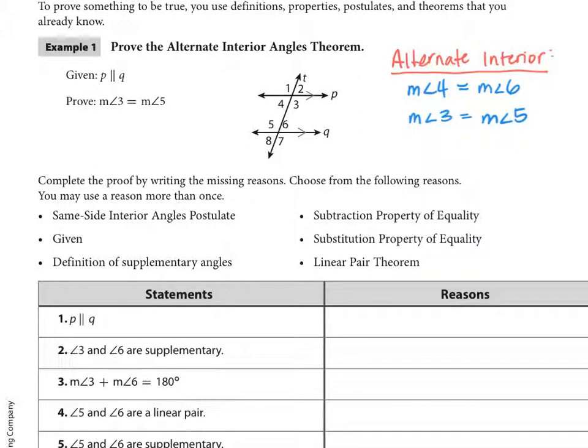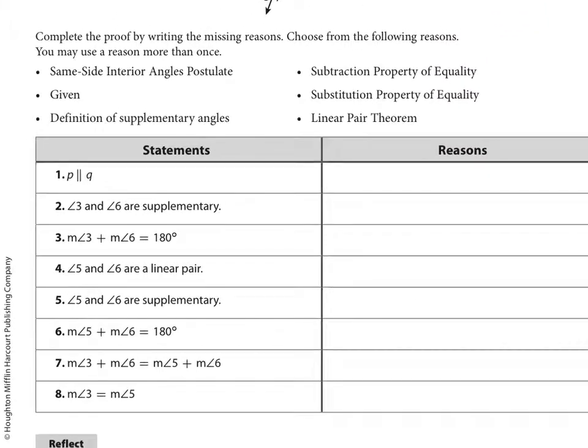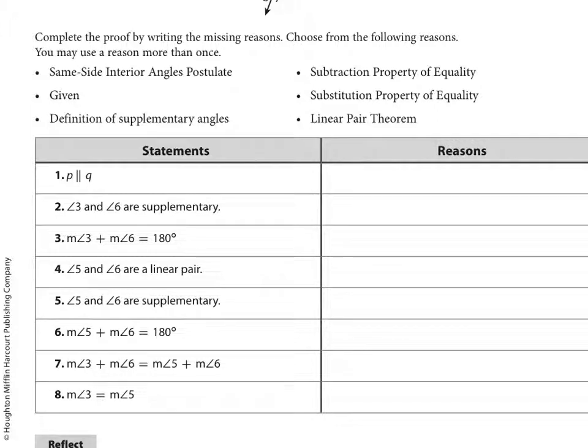This one actually helps you out by giving you a bank of reasons to use, and they already have the statements all filled in for us. So I'm going to go back and forth between the proof and the picture. Our first statement says that line P is parallel to line Q, and that's our given. There's no other reason; that's just what we start with.